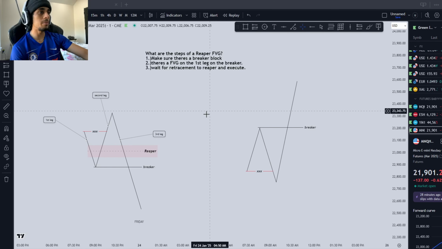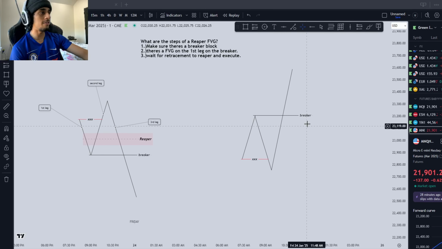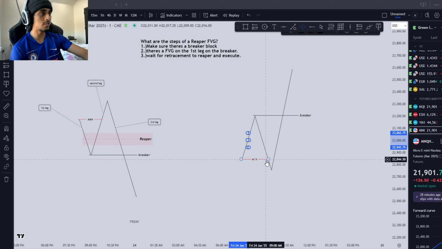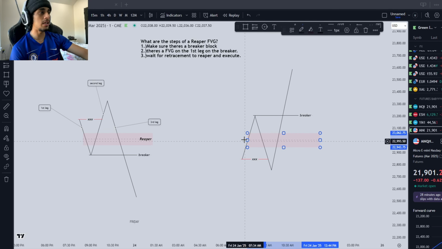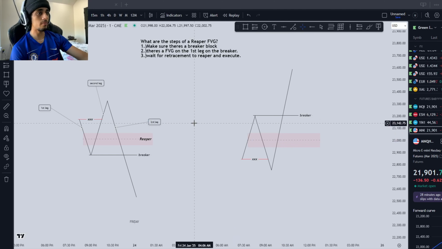Your third step is to wait for price to retrace to the Reaper, and that would be your entry, and vice versa for your bearish example. Your first leg would be this, your second leg this, your third leg this, because this is the leg that manipulated the low, and this is the leg that displaced, which created the breaker. So this is the leg that's going to have the Reaper. Simple as that. Now I'll show you what it looks like on the charts with the candlesticks. We actually had it form today. I just didn't trade today, so I didn't take it, but let's get into it.